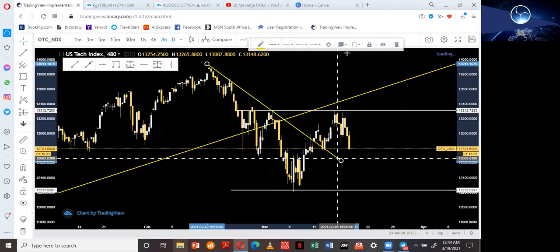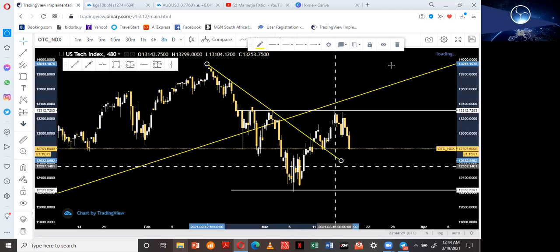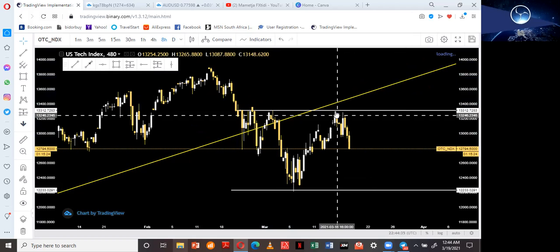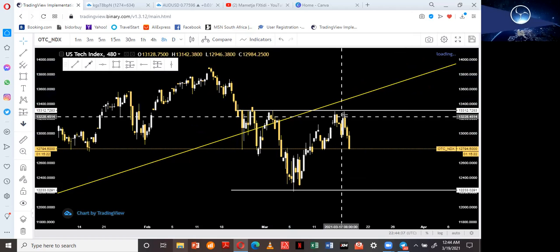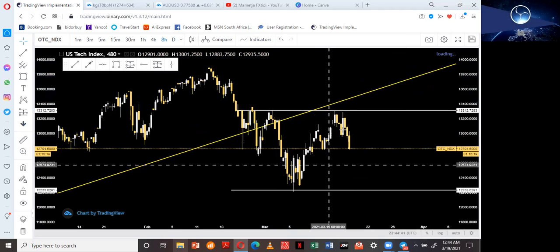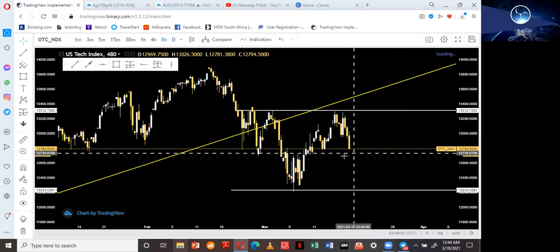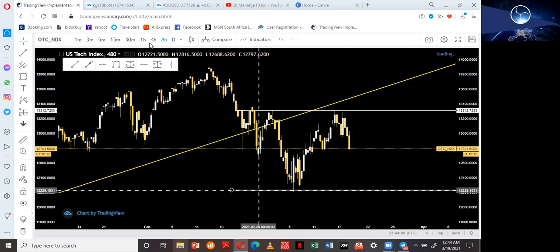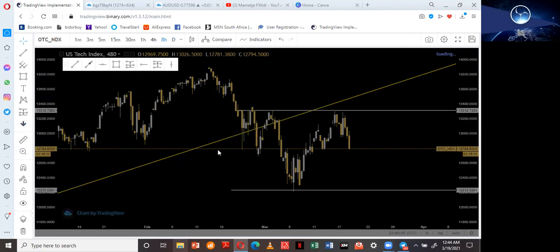We are on the 8-hour chart. Looking at this, you can see that we had a change in direction here. So is it going to continue going down, or is it going to change direction here? For us to see that, we need to dive into a smaller time frame and spot the difference.